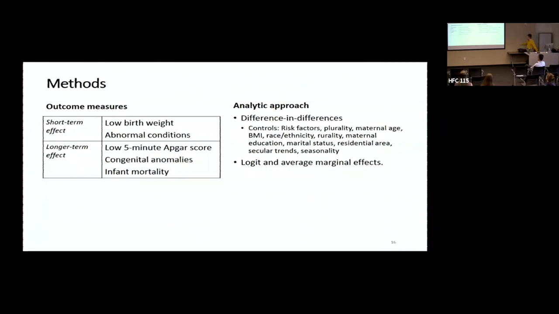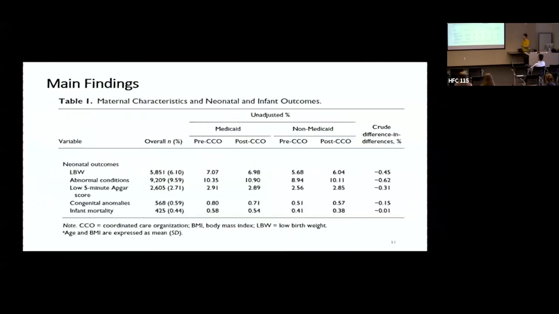Probably infant mortality takes a longer time than other outcomes. We similarly applied difference in differences. We estimated a logit, but this time not odds ratio. We computed what is called the average marginal effect. Compared to odds ratio, the average marginal effect captures the degree of the effect, so it captures the magnitude of the effect, not just the direction, upward or downward. We were able to do that because the audience of this journal understands it. Yes, so sometimes that drives our decision.